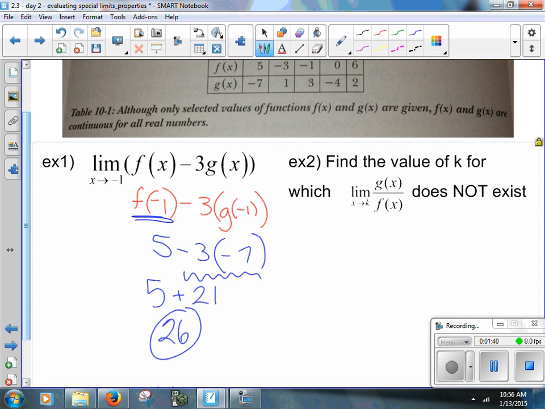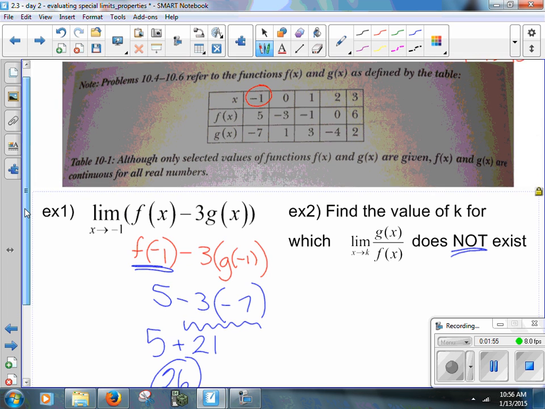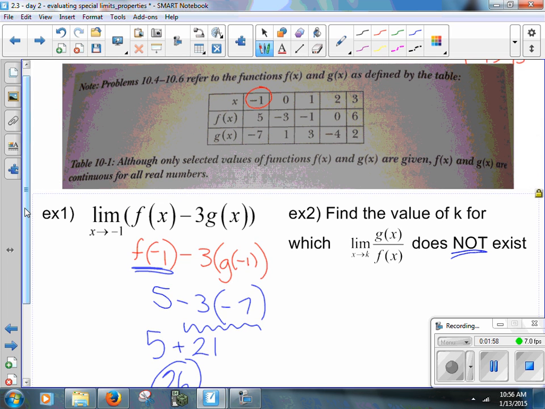Look at example 2. Find the value of k for which the limit of g of x divided by f of x as x approaches k does not exist. Where does it not exist? Say it again. Would any of them exist with zeros in the bottom? So like if it was f of 2, does it matter what's in the top? So k needs to be what? k needs to be 2.